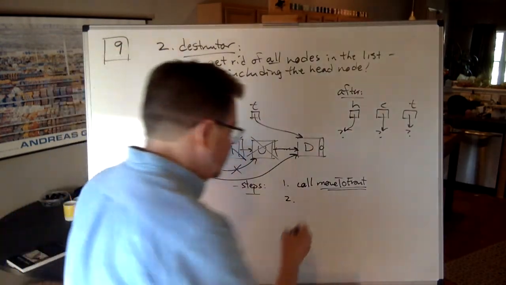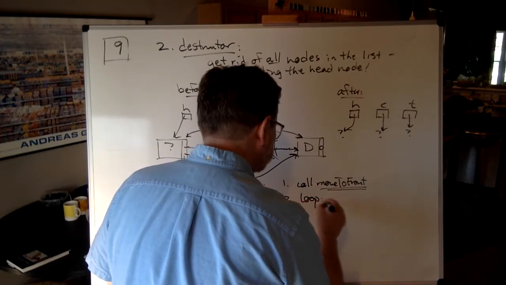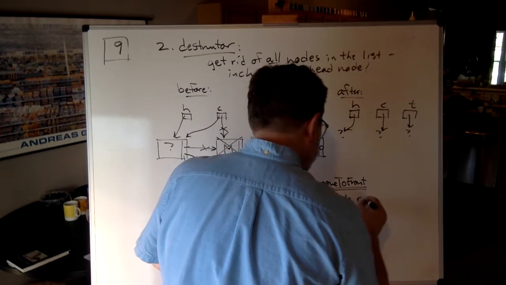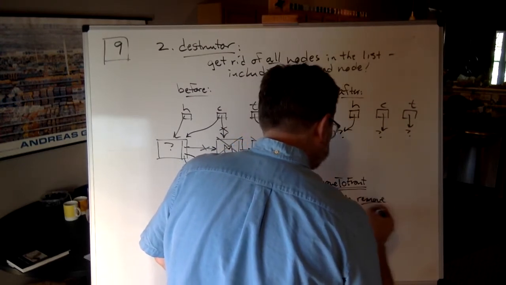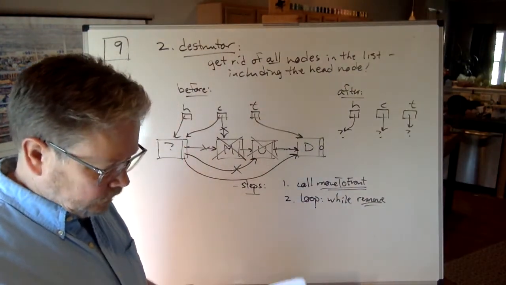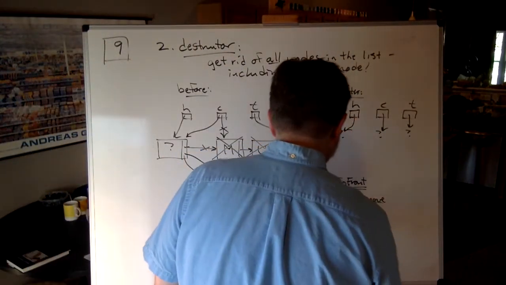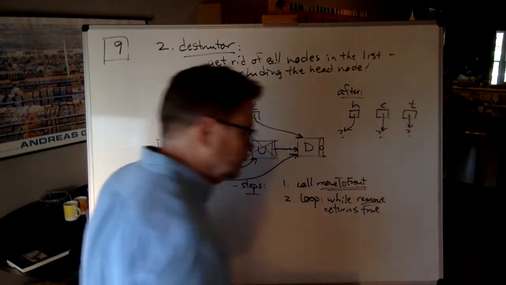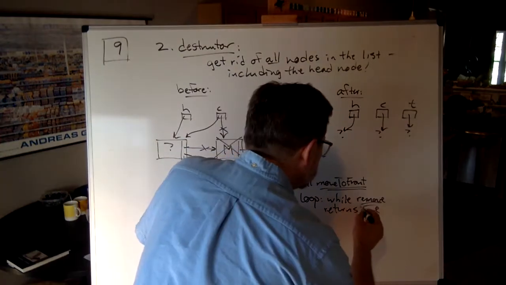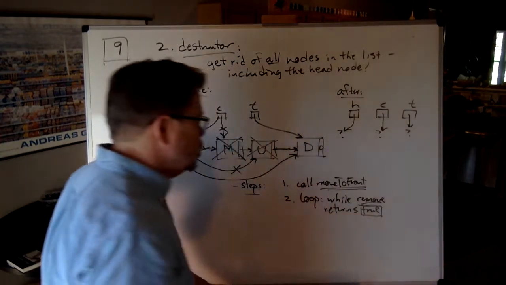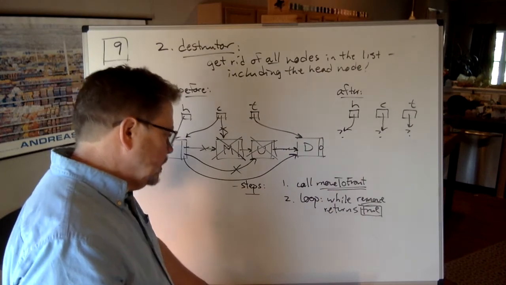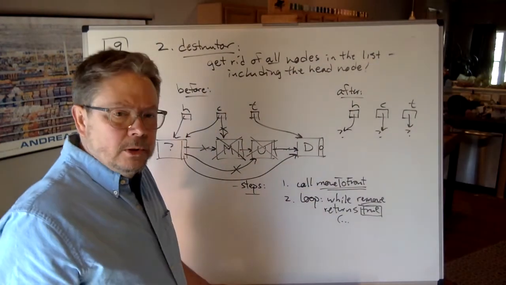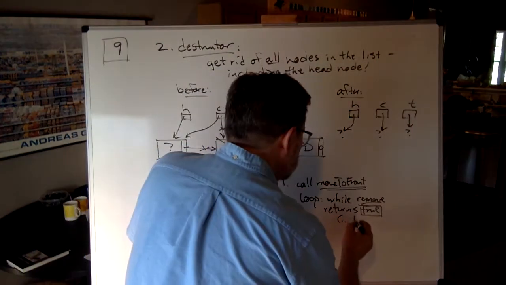Oh, but wait, there's more. We set up a loop. While remove, call our remove function, while remove returns true. Call remove, call remove, call remove, call remove. As long as it keeps returning true, what do we want to do? Well, actually, the remove is doing all the work for us. So, very strange here, we could have empty curly brackets. While remove returns true, do nothing.